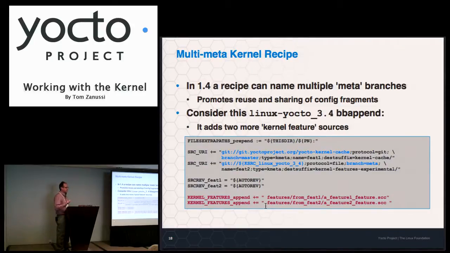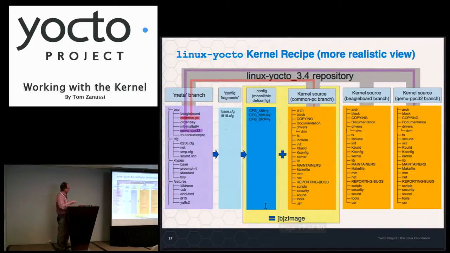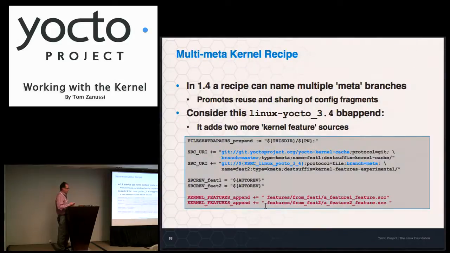Those are the base set of recipes. In 1.4, there's another neat feature. If you saw here, we only have one meta branch that contains all the features that are available to build these branches. There's nothing else besides those, other than obviously a SRC_URI append, but in 1.4 you can actually add more sources of kernel features. So this allows people to reuse and share kernel features from anywhere, essentially.